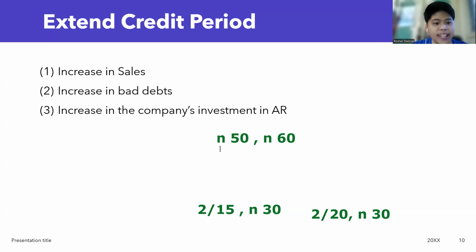So, mas matagal. So, yung AR, mas nakatenga siya dun. Matagal siyang naka-float dun sa AR. Sayang, di ba? Cash na sana. Pero, dinelay kasi natin yung credit period. So, we're giving a leeway for the customer to pay late. O, di ba? Ayaw natin yun, di ba? Ayaw natin yun na yung customer late siya magbabayad. So, ganun yung extending credit period.